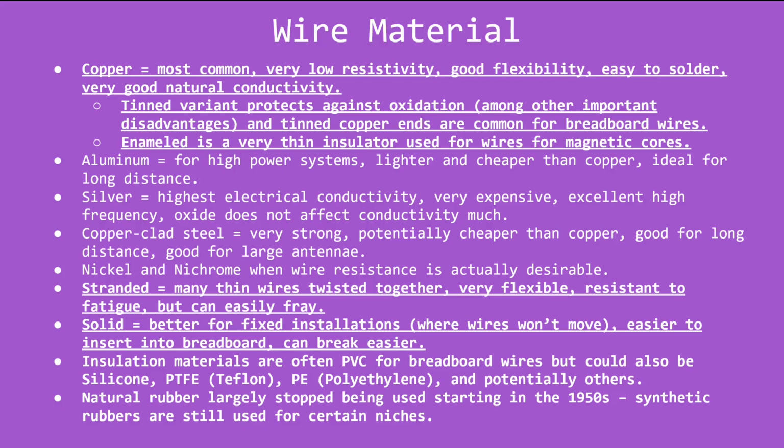You also got silver because that's the most conductive material, but it's really expensive in comparison, but it's absolutely excellent for high frequency. And when it oxidizes, it doesn't really affect the conductivity much. Then you've got copper clad steel, really strong, actually can be cheaper than copper in some cases. Also good for long distance, really good for large antenna. And then you've got nickel and nichrome, which is when wire resistance is actually desirable. I'm not going to really go into that too much right now.